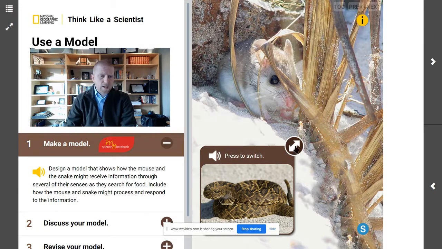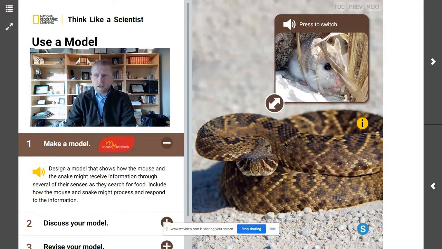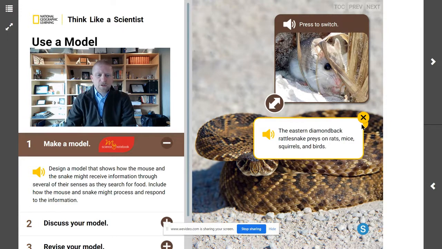Now, let's switch it. And here we have a snake. What are the things that we notice about the snake? Well, right away, I notice its flat head. I notice its eyes. I just know that a snake has a tongue that it can smell with. I can see that it is coiled up. It looks like it's ready to move. The eastern diamondback rattlesnake preys on rats, mice, squirrels, and birds. Well, that's interesting information. I wonder how this information connects with our mouse.